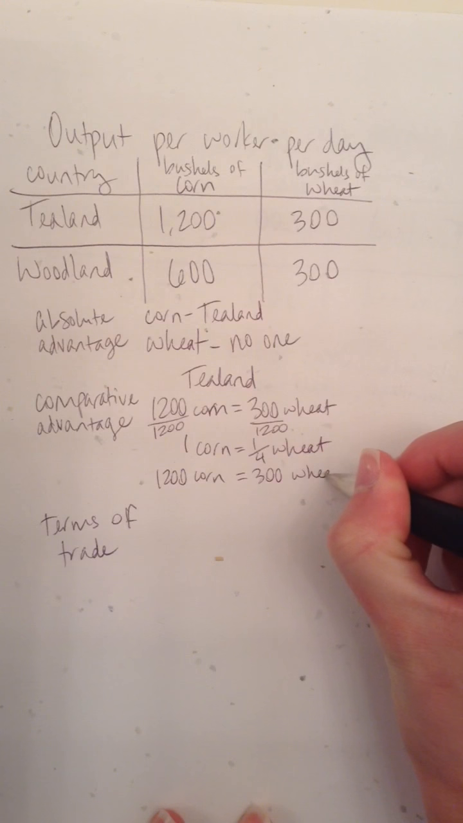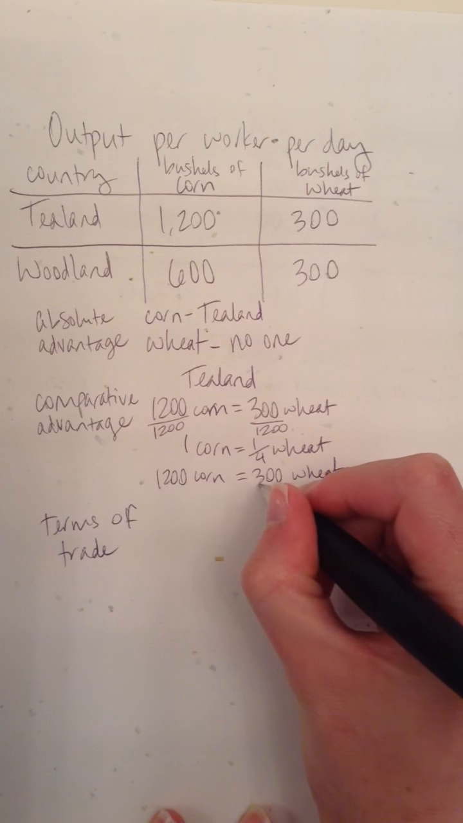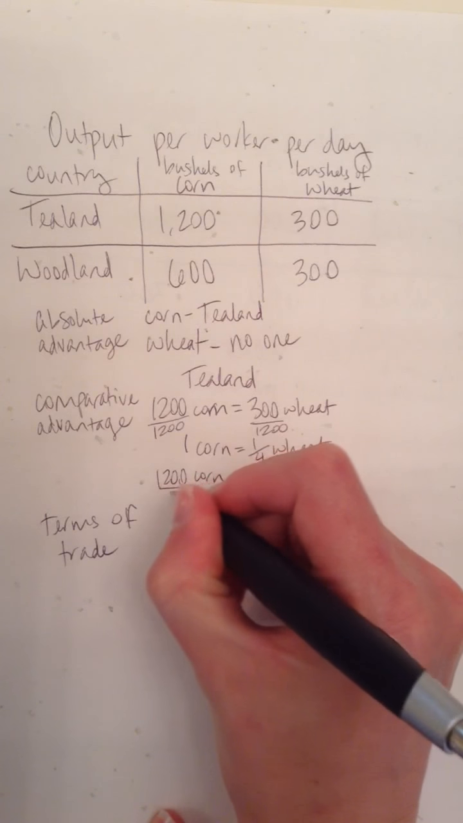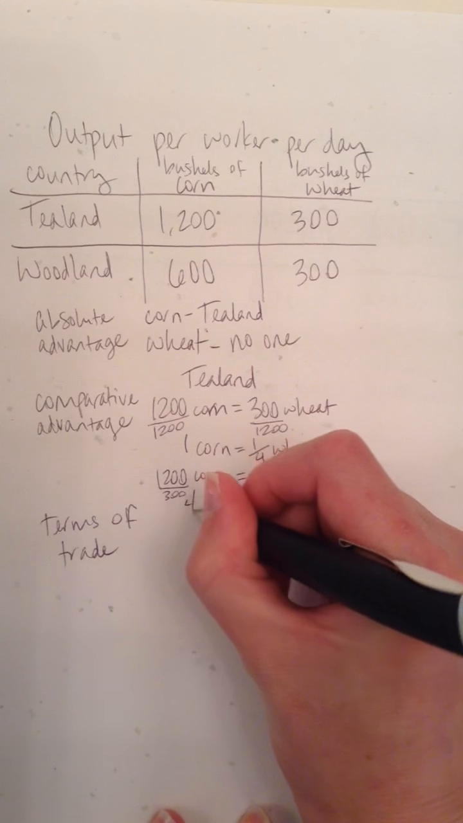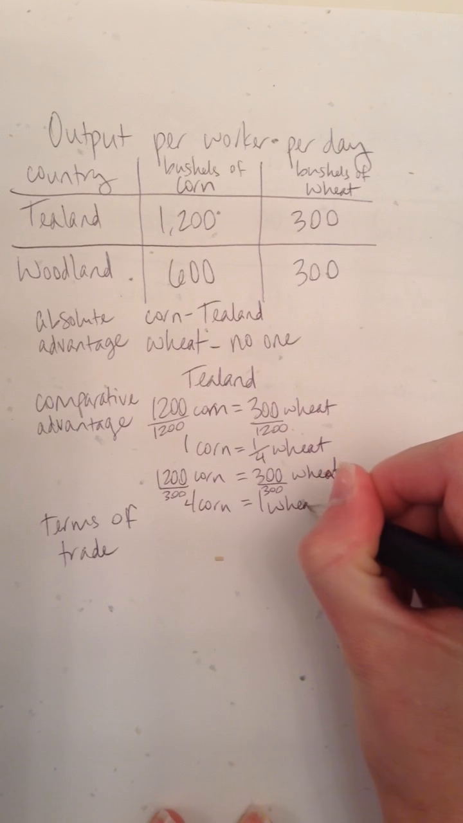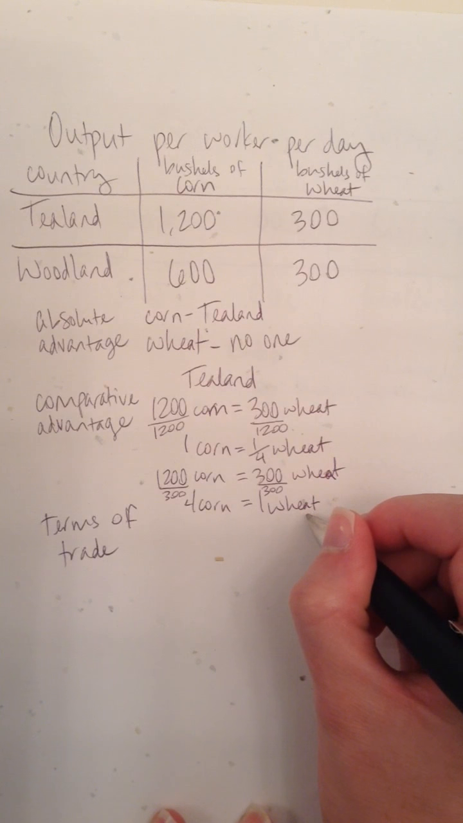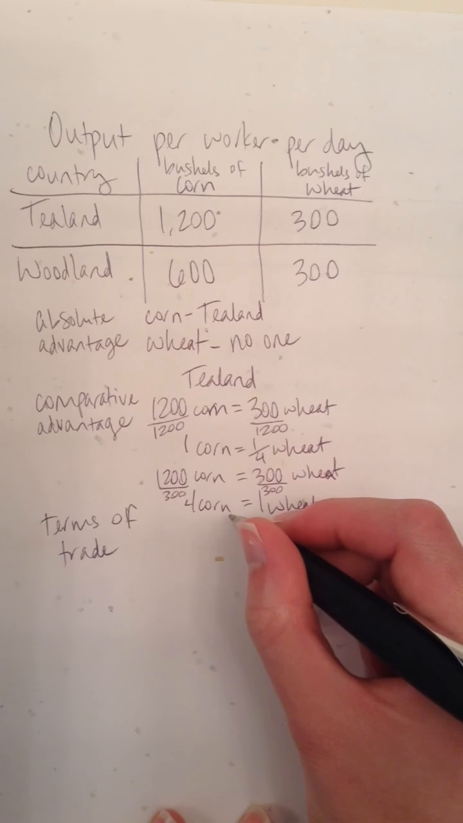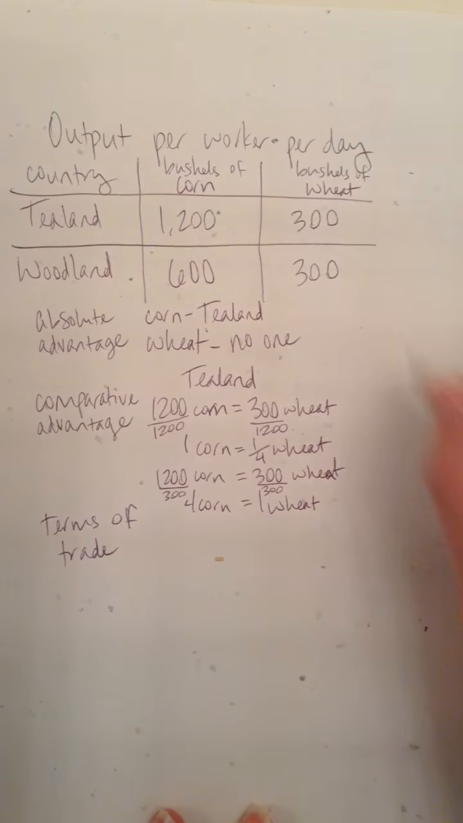to find the opportunity cost of wheat. So to get wheat by itself, we're going to divide both sides by 300. And we will find that 1 bushel of wheat equals 4 bushels of corn. So to produce just 1 bushel of wheat, Tea Land has to give up 4 bushels of corn. So that's the opportunity cost.